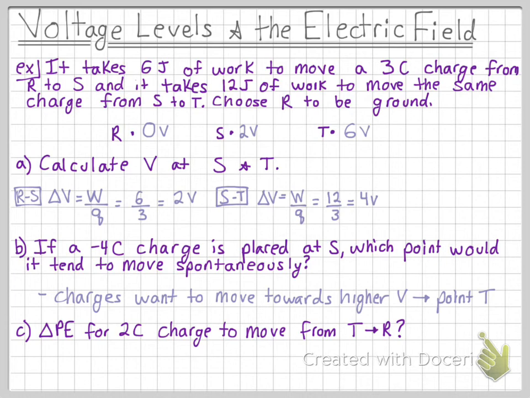And lastly, what is the change in potential energy for a 2 coulomb charge to move from T to R? Alright, so we have our potential difference equation, or our voltage difference equation, and we know that work is equal to the change in potential energy. So our voltage difference equation can be simplified to this. We can put in the values for the change in voltage and the charge, and we see that the change in potential energy is negative 12 joules.